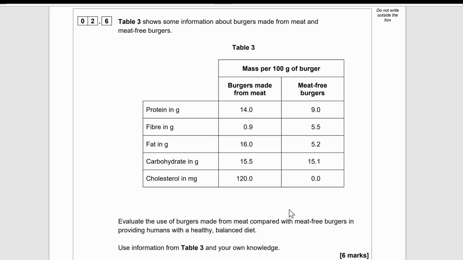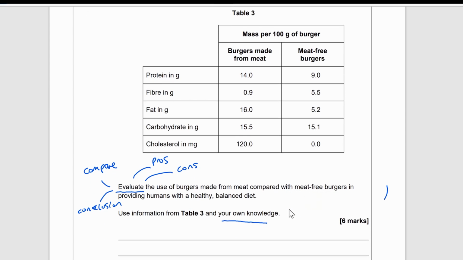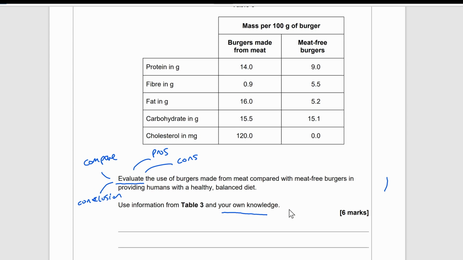So we need to be evaluating. What must we do when we evaluate? We need to compare. We need to find the advantages or pros, and we need to find the disadvantages or cons. And then we almost always need to provide a conclusion. So we must make sure that we do all of these things in addition to using the data from the table and any of our own knowledge which we know about these nutrients here.